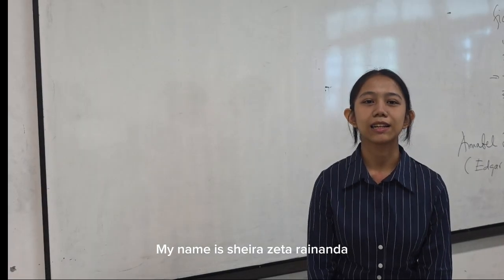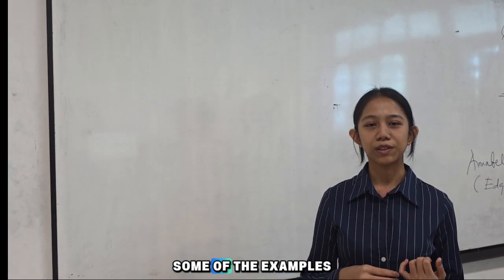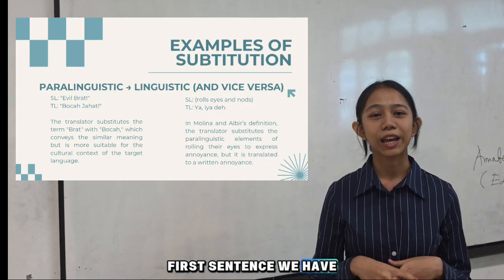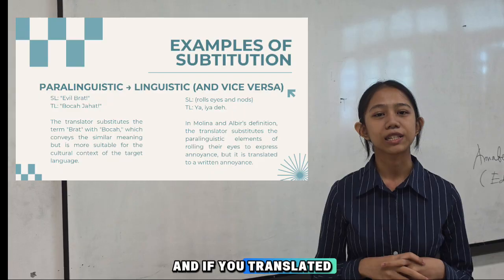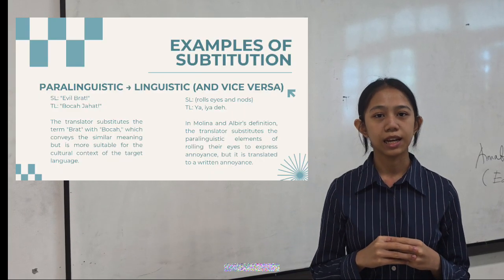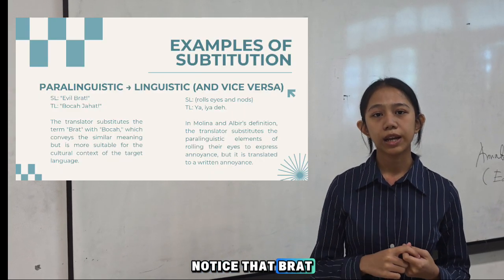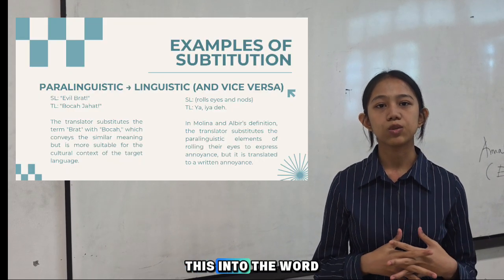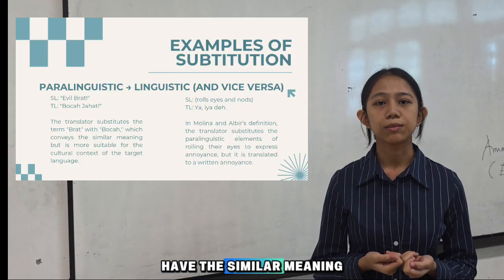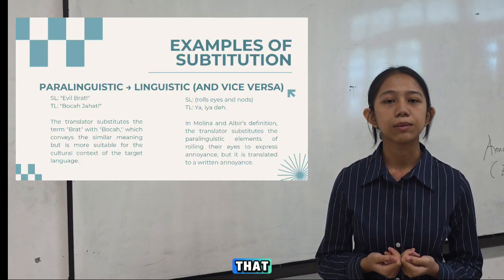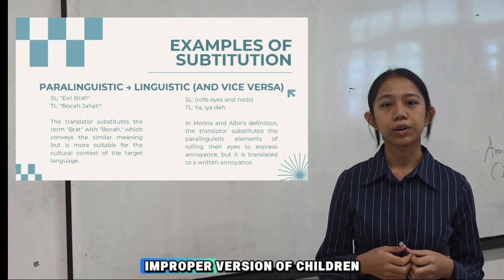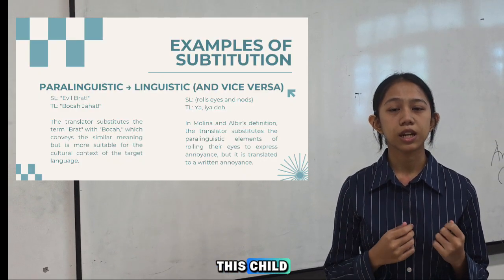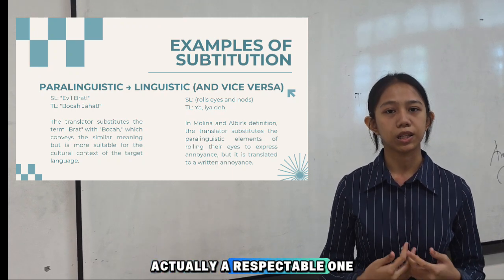My name is Sharadana and I will be the one who explains some of the examples of substitution in translation technique. The first sentence we have is "brat", and if you translate it into Indonesian, it would be "bocah jahat". Here you would notice that brat by definition means a spoiled child, and the translator translated this into the word bocah. While it may not have a similar meaning, you would notice that bocah is an improper version of children, and in this sense you would understand that this child, or bocah, is not actually a respectable one.